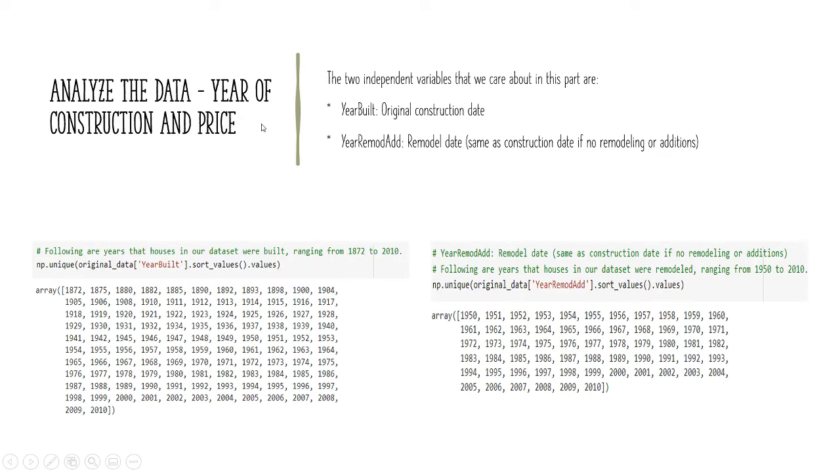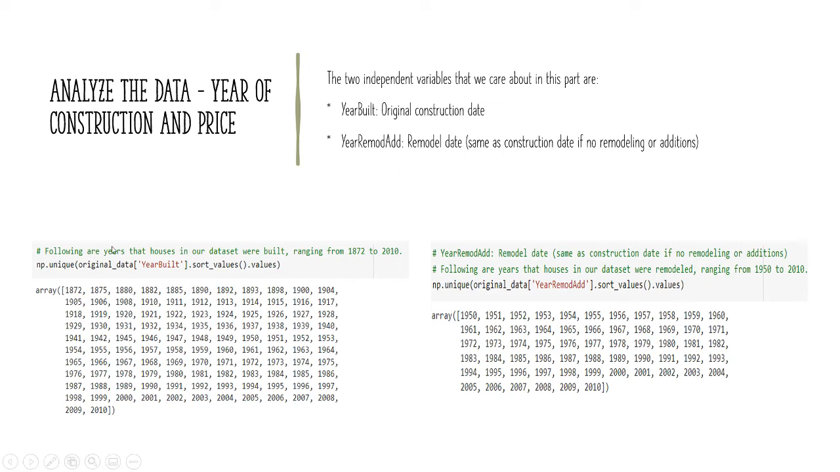Next, we want to look at the year of construction, or in other words, the age of the house, the newness level of the house, and the sale price. So the two independent variables that we care about in this part are the year built, which is the year that the house was constructed, and the year remodeled, the year the house was remodeled since it was built. If the house was not remodeled, the construction year would be equal to the remodel year.